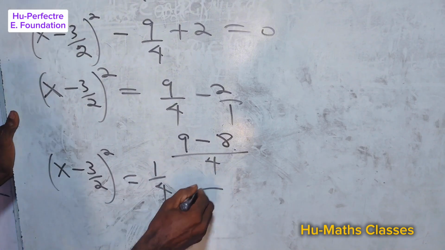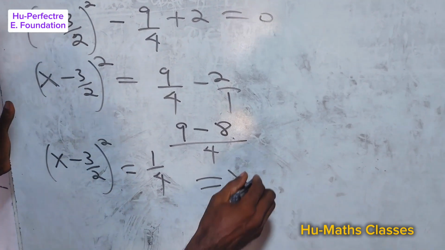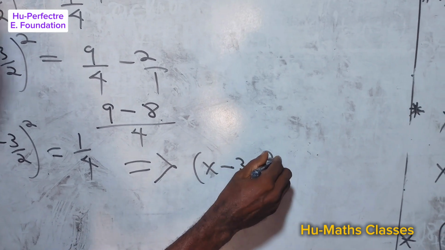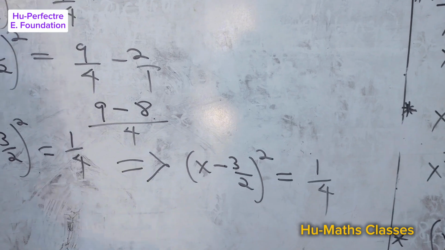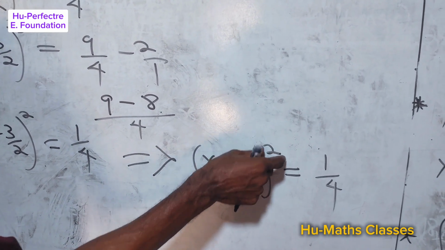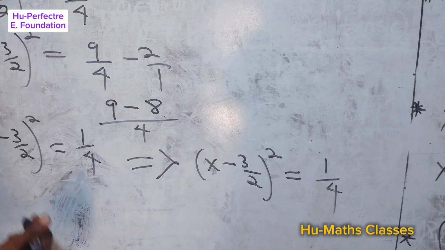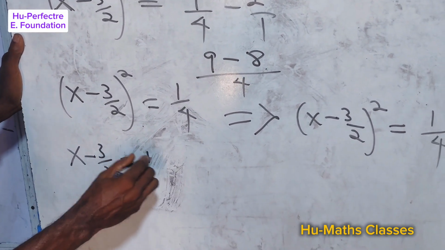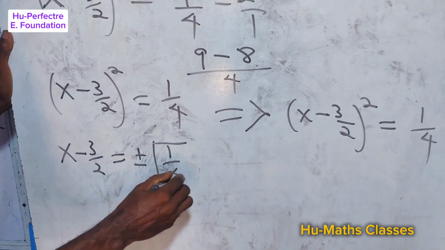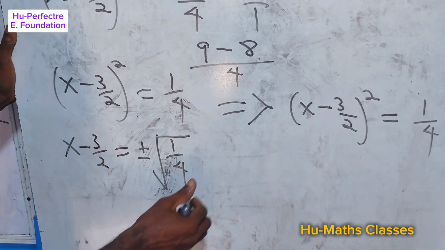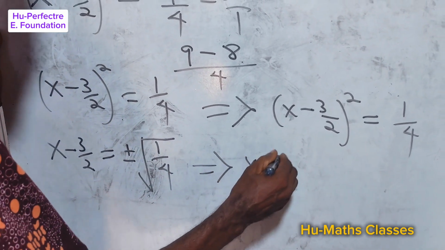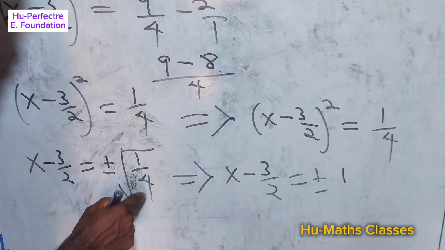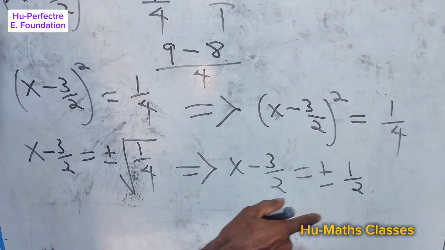So we have x minus 3 over 2 all squared is equal to 1 over 4. If we take the power 2 to the other side, it becomes square root. So we'll have x minus 3 over 2 is equal to plus or minus square root of 1 over 4. That is a perfect number. That will give us x minus 3 over 2 is equal to plus or minus square root of 1, which is 1, and that of 4 is 2. So we have plus or minus 1 over 2.